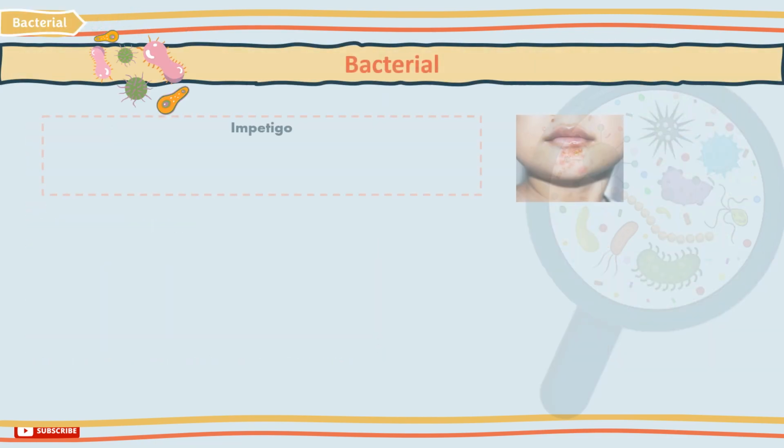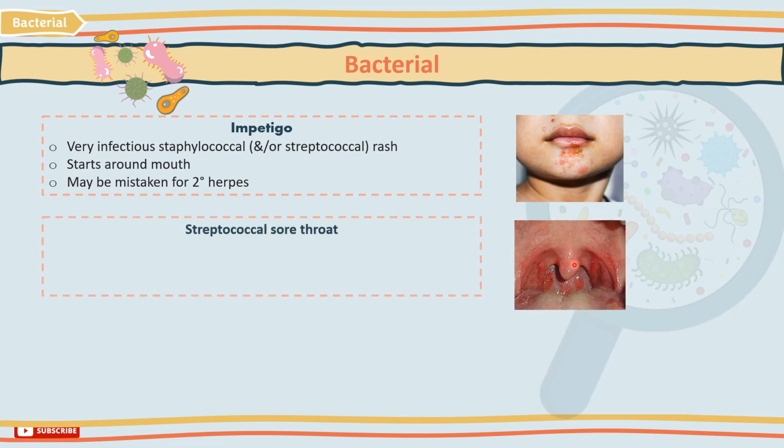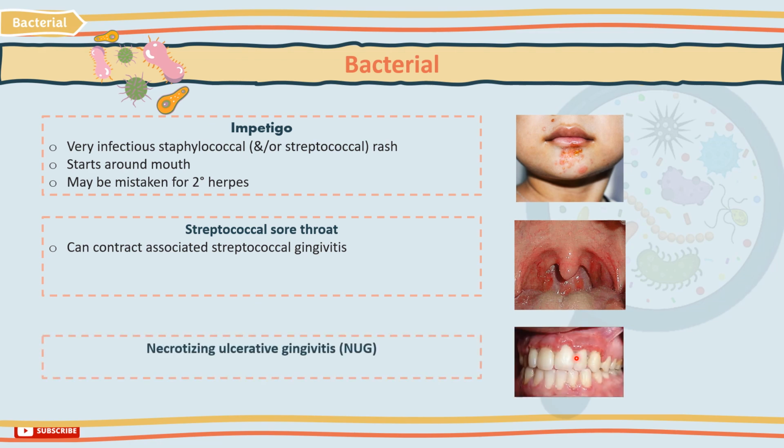Now to the bacterial infections that may have oral manifestation, starting with impetigo. It's a very infectious staphylococcal and or streptococcal rash that starts around the mouth and may be mistaken for secondary herpes. Also, streptococcal sore throat. It can cause associated streptococcal gingivitis, but it is very, very rare. Also, necrotizing ulcerative gingivitis, but it is rare under the age of 16.